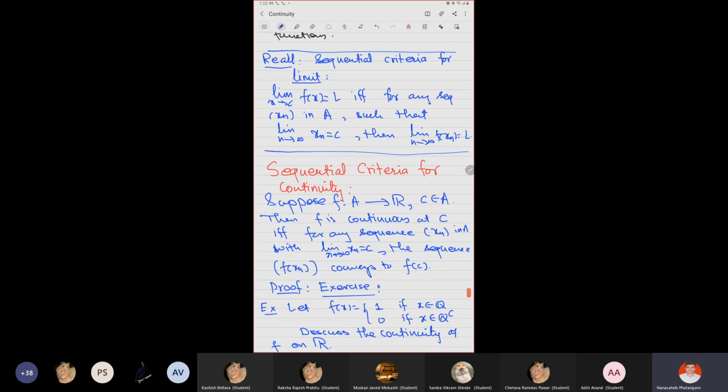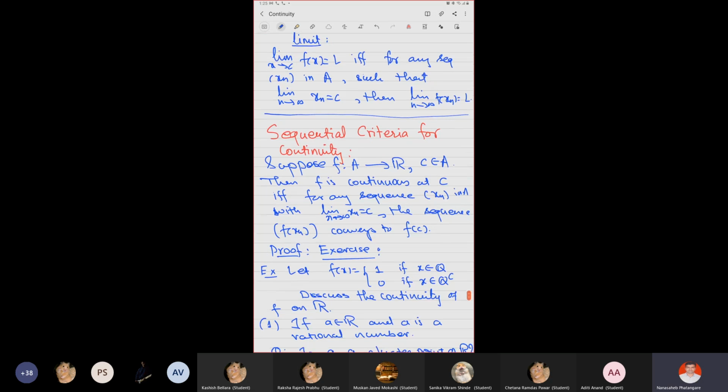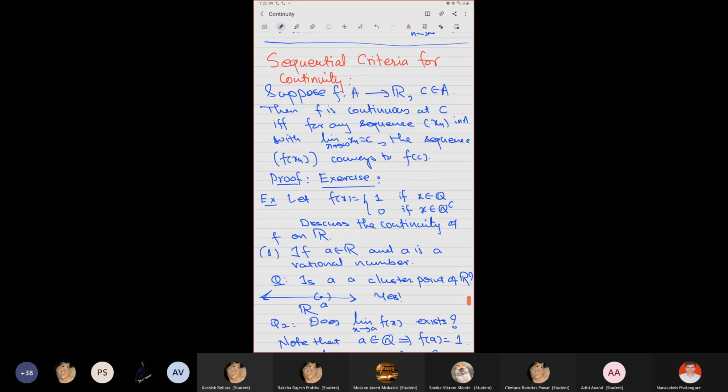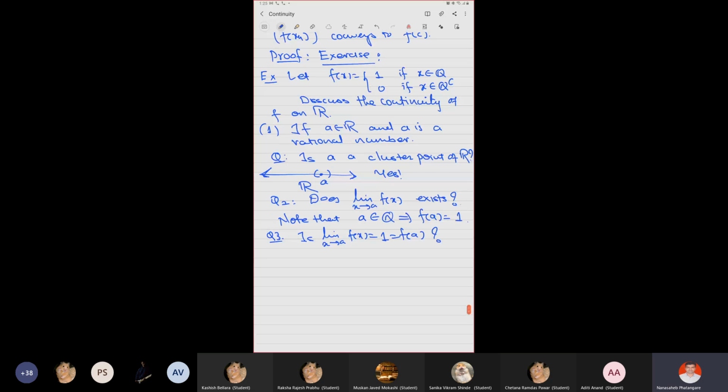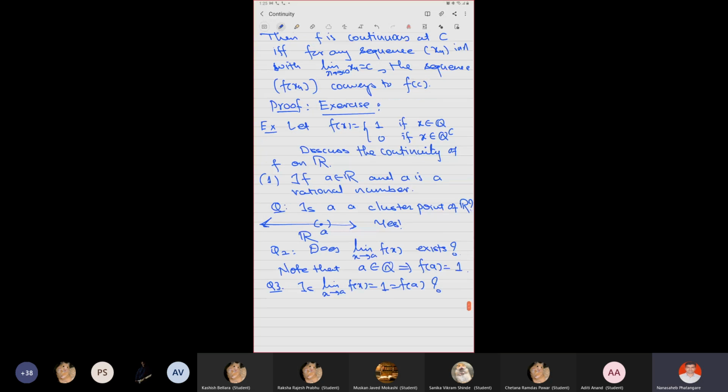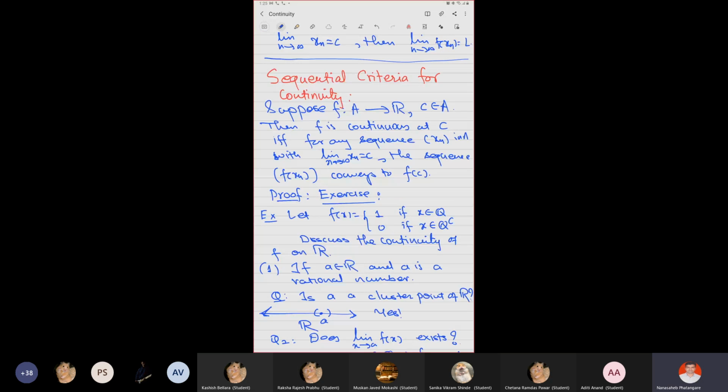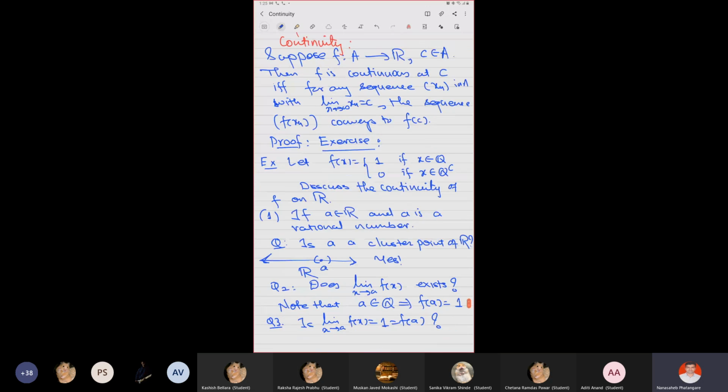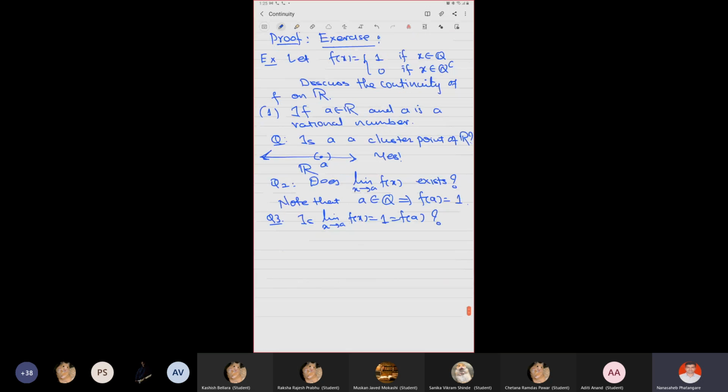What the sequential criteria says: if you choose any sequence converging to c, f of xn must converge to f of c. So is it true for any sequence? What does it mean if you have two sequences converging to c, but f of xn and f of yn do not converge to the same number, or to f of c? Then it is not continuous, right?